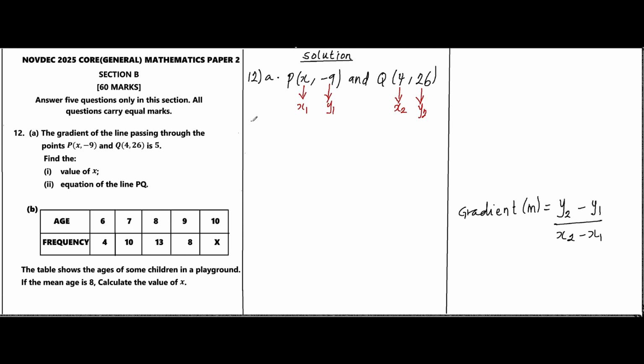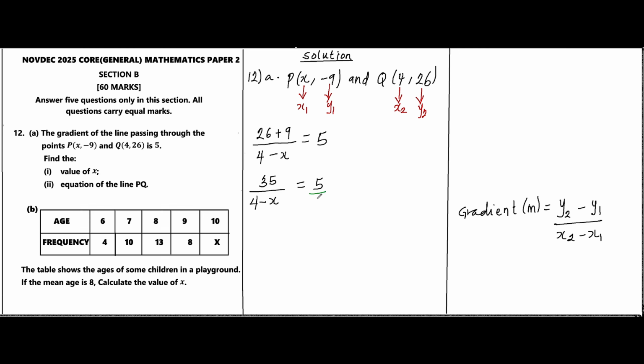What is y2? y2, we have 26. What is y1? y1, we have minus 9. So minus minus comes plus 9 all over x2, that is 4, and then x1, we have x. This must be equal to the gradient of the line, which is 5. So we can simplify the numerator. 26 plus 9, we have 35, then 4 minus x. So this is equal to 5.